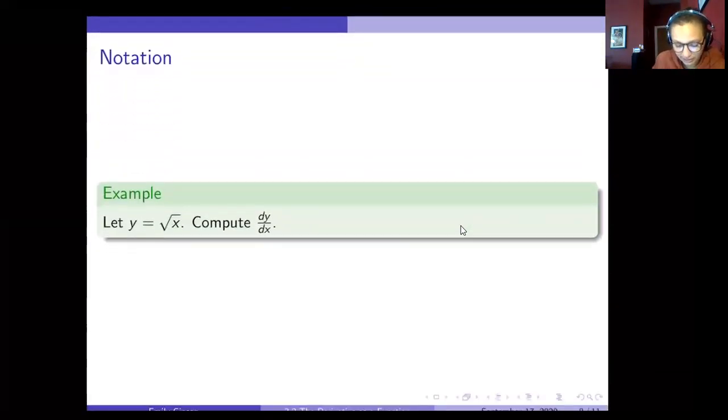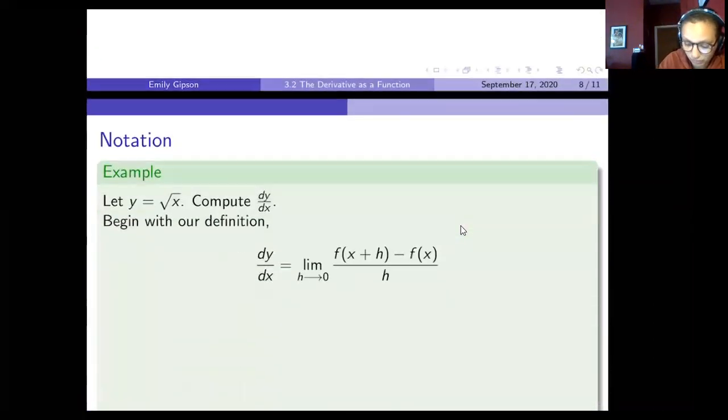So let's do another example. Let y equal the square root of x and compute dy dx. So we just saw in the previous slide that dy dx is another name for f prime of x, another name for the derivative. What I'm asking you to do in this question is to compute the derivative of the function f of x equals square root of x. So let's go ahead and do that.